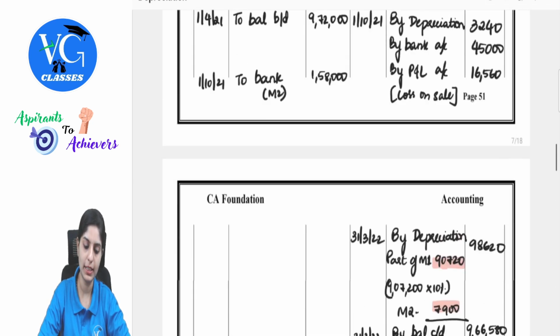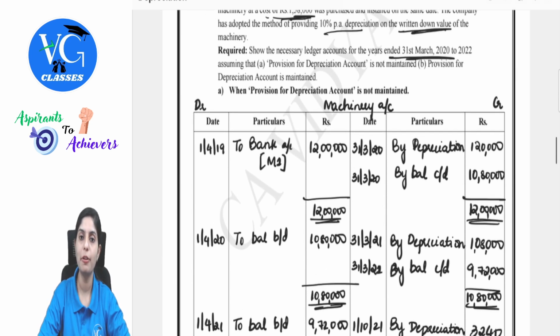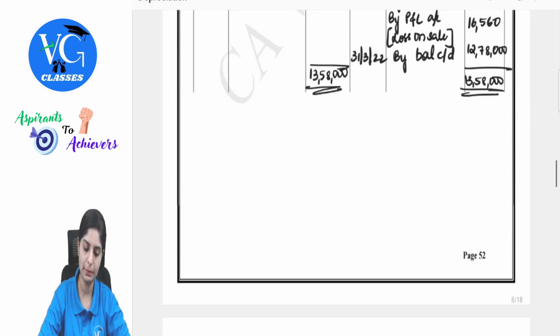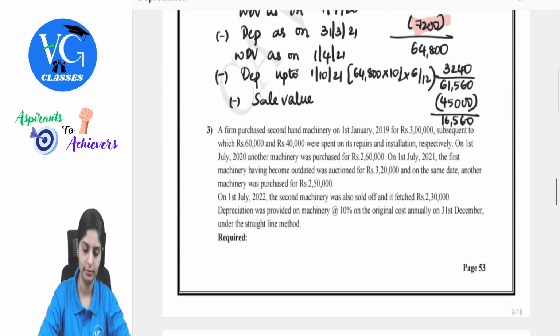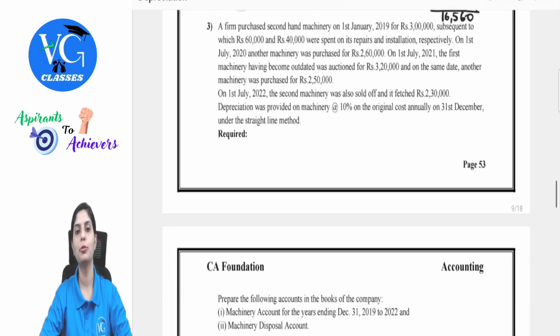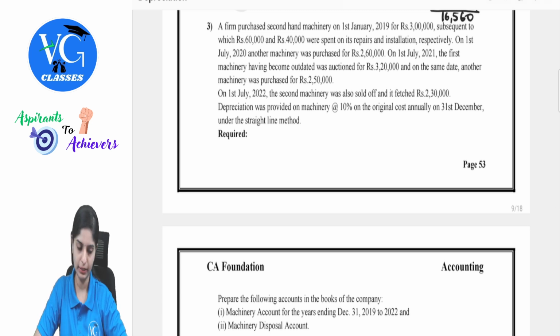I hope all of you understood the design of the question and the way of solving when you just have part of the assets, and when provision for depreciation account is not maintained and when provision for depreciation account is maintained. Let's move to the next question. Question number 3.